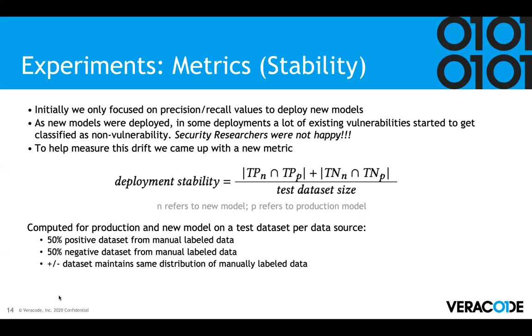What this metric does is evaluate the new model's performance on the data that has already been labeled and compare it to the production deployed model also. So it helps us see whether a new model that we want to deploy is actually drifting a lot from the previous models and the previous data that security researchers have already labeled.